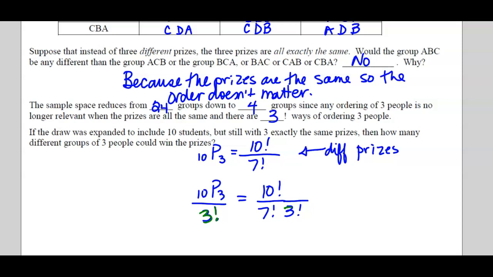I'll do it in green so you can see it. Divided by 3 factorial, which just goes in the denominator. And simplify the fraction. So let's do that in our head. That would be 10 times 9 times 8 over 3 times 2. Right? This divides into the 7 factorial up there. 2 goes into that 4 times, 3 goes into that 3 times. So that's 120. Don't need a calculator.